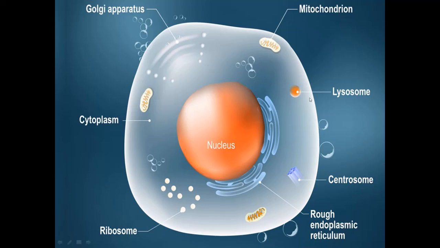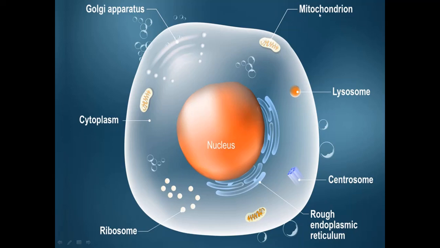So this is the image of an animal cell. In this cell, you can see it consists of cell membrane, cytoplasm and nucleus. Along with these important components, you can observe many organelles found floating in the cytoplasm.